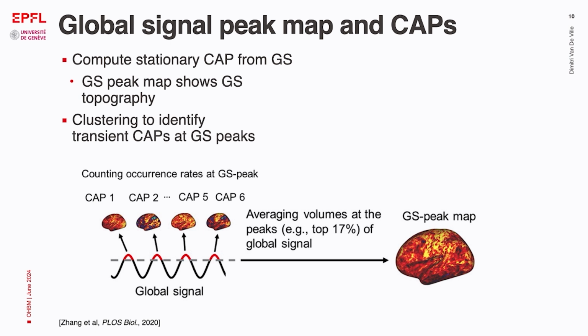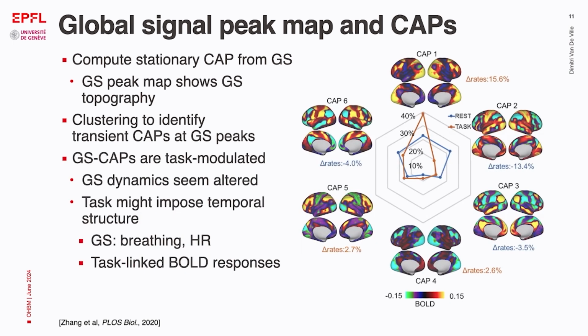But of course, now you can also go to a temporal clustering approach, and you end up again with a repertoire of CAPs, but this time driven by the selection of when the global signal is high. And this gives you a very nice, let's say, rich characterization of different spatial configurations that do happen when the global signal is high. And in addition, the occurrences of these CAPs are modulated by rest versus task.